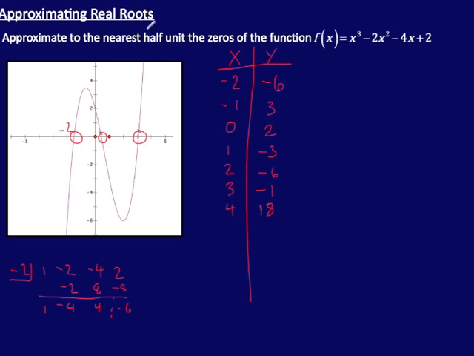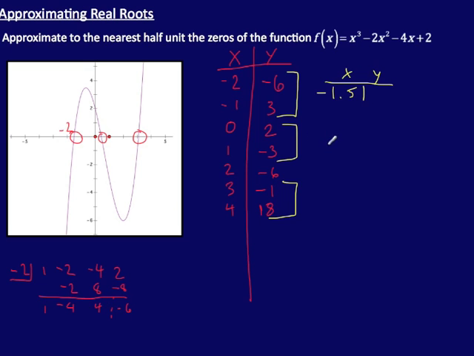Now, because it says to the nearest half unit, I've got to compare some of these values. When y changes from negative to positive, or positive to negative, it means I've crossed the x-axis, because below the x-axis are negative y's, above the x-axis are positive y's. So I'm going to look at only those pairs of values. Somewhere between -2 and -1 I've switched, somewhere between 0 and 1 I've switched, and somewhere between 3 and 4 I've switched.